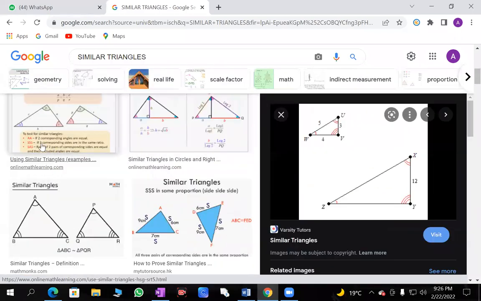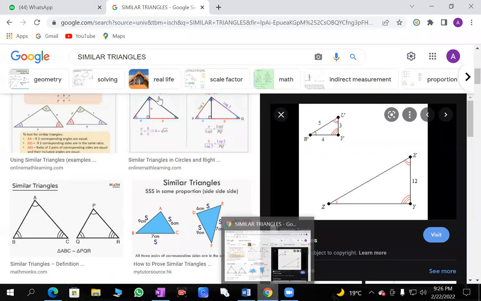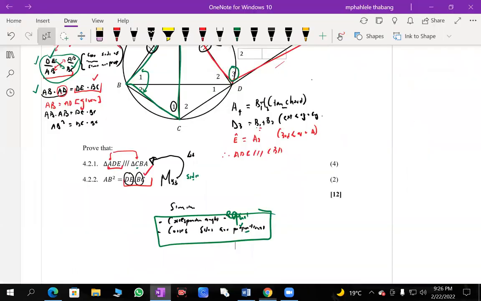What is this one? Can you see if corresponding angles are equal? If corresponding sides are in the same ratio. When they say if corresponding sides are in the same ratio, they mean they are proportional. Does it make sense? Corresponding angles are equal. Corresponding sides are proportional. Similar triangles differ from congruent triangles.